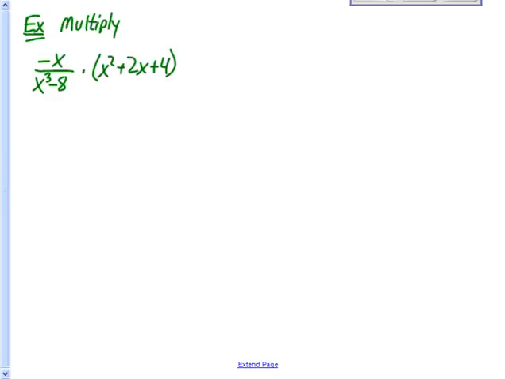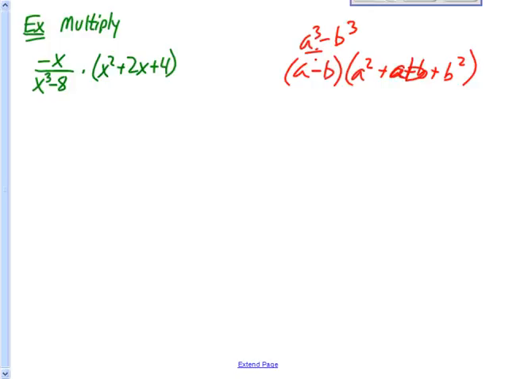All right, let's go to another multiplication here, a little bit more involved. Negative x is already factored. Let's look at the x cubed minus 8. If you remember, anything of this form, a cubed minus b cubed, has as one of its factors a minus b, and then we divided to figure out that the other factor is a squared plus ab plus b squared.